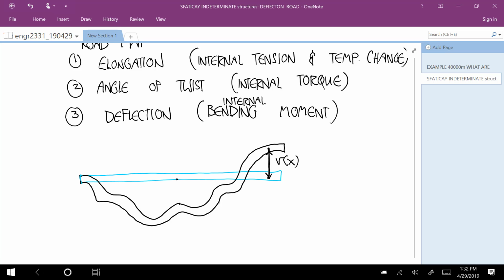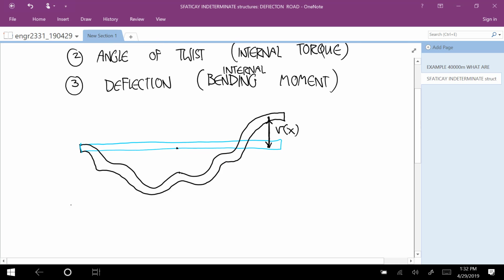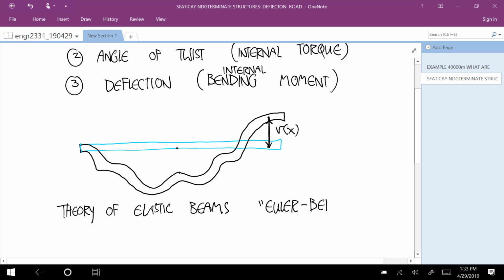And we're going to base this on the theory of elastic beams. These are called Euler-Bernoulli beams, if you want to sound smart. Yeah, Euler-Bernoulli beams.